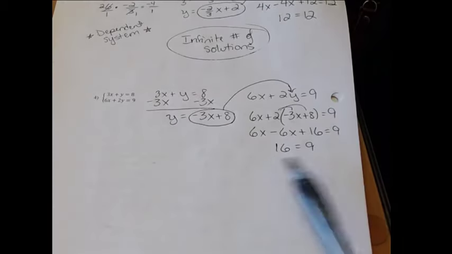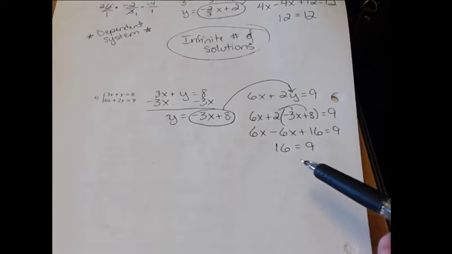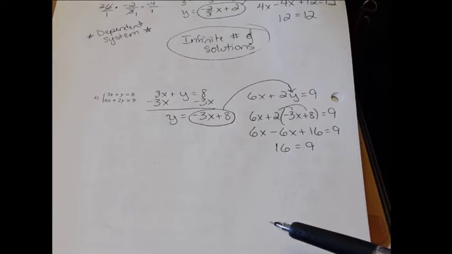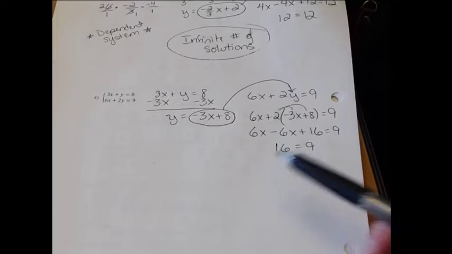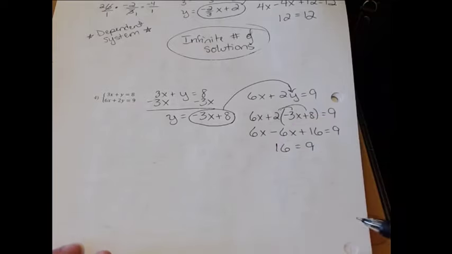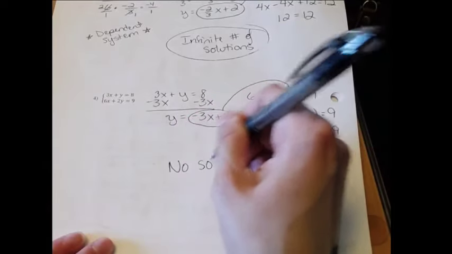That is utter chaos. There's no way that you can tell me that 16 is equal to 9. I'm going to be like, nah, I don't think so. And if you believe that 16 is equal to 9, I'm going to say, let me borrow 16 bucks, but I'm only going to give you 9 back because they're the same, right? That's a problem. So because of this absurd statement, you can write that the answer is no solution.